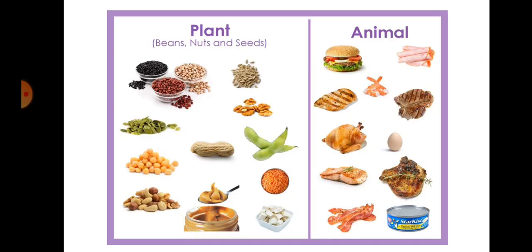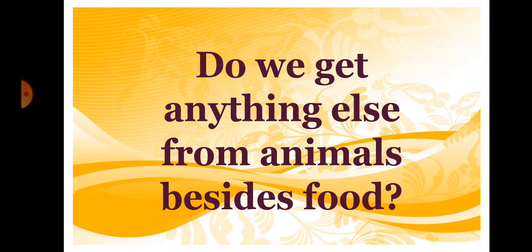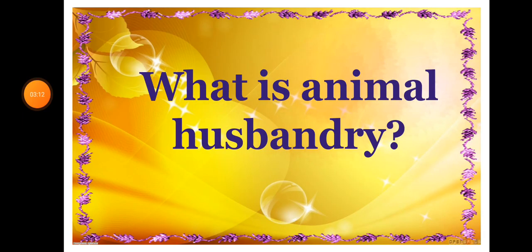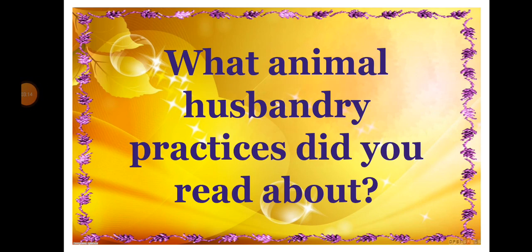Now, what is animal husbandry and why is it practiced? What animal husbandry practices did you read about? Now, students, when we talk about rearing of animals, we are talking about animals which we use to obtain products or food from them. This is called animal husbandry.